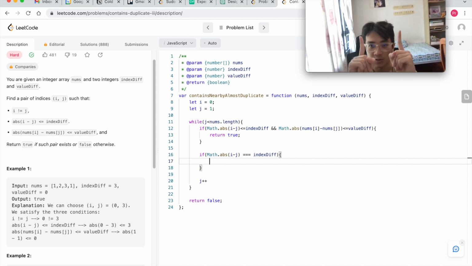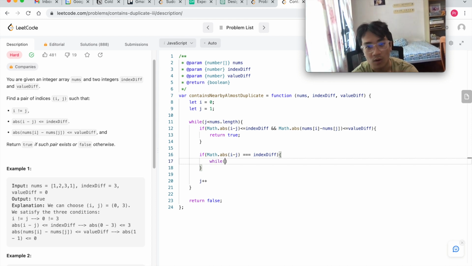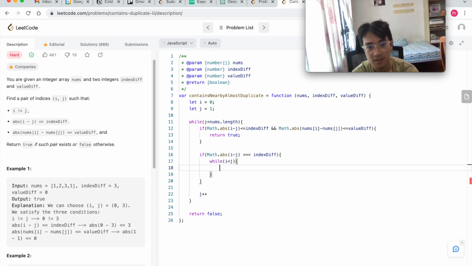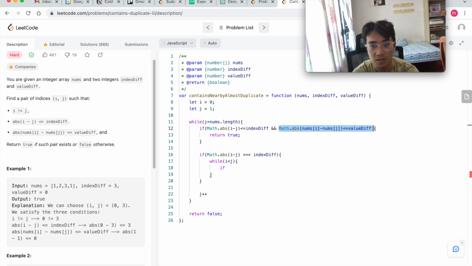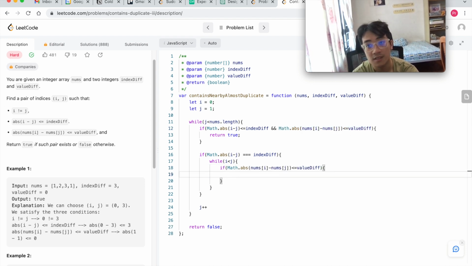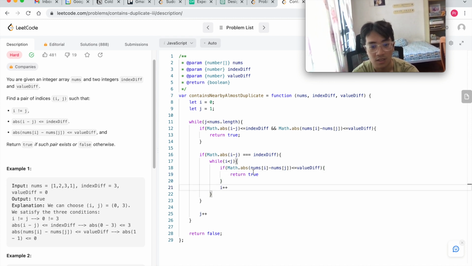What you need to do is shift I towards j. Okay, just imagine this is I. Shift I towards j, right until the point where it's 1 square below j. So while I is lesser than j, you only need to check if this condition is true, then you can return true. And in the meantime, you just increment I.